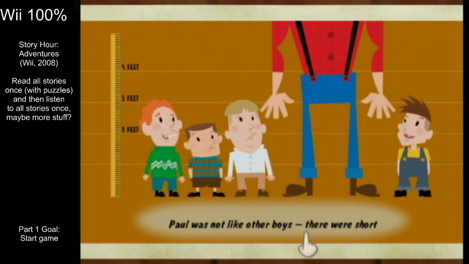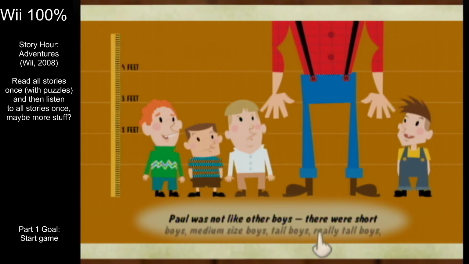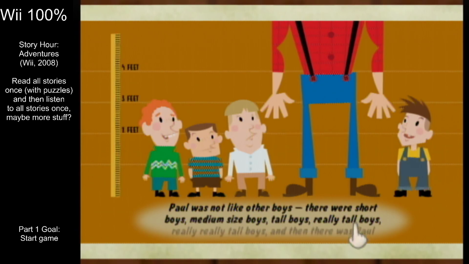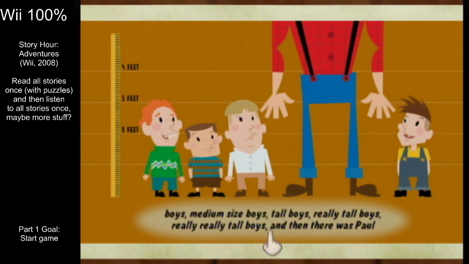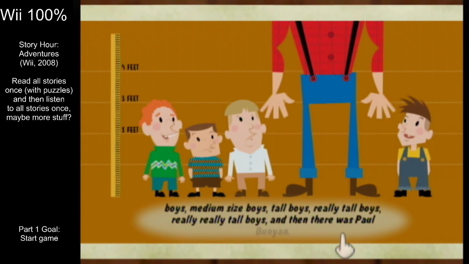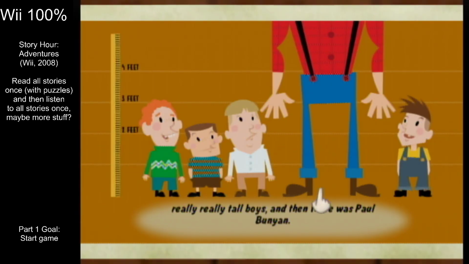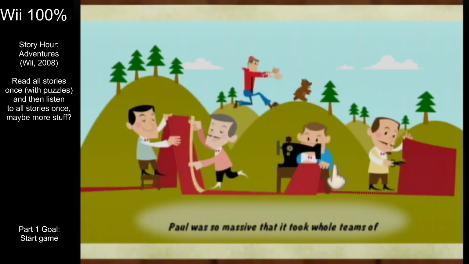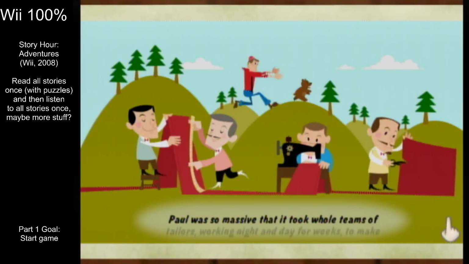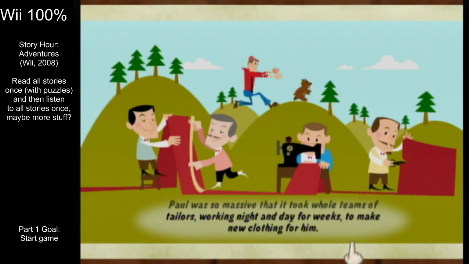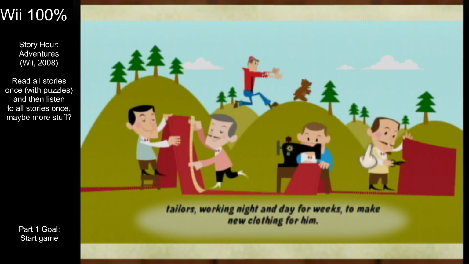Paul was not like other boys. There were short boys, medium-sized boys, tall boys, really tall boys, really, really tall boys, and then there was Paul Bunyan. Paul was so massive that it took whole teams of tailors working night and day for weeks to make new clothing for him.